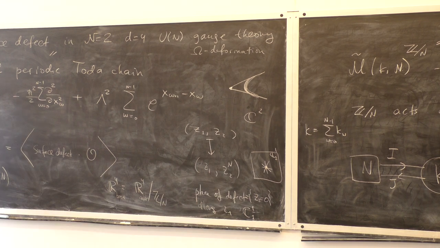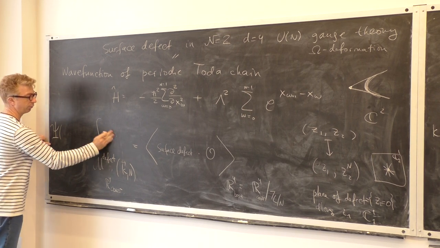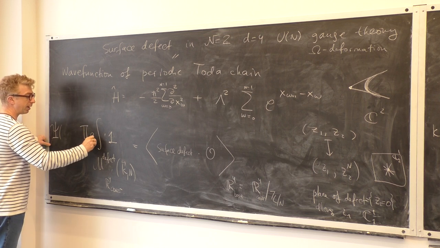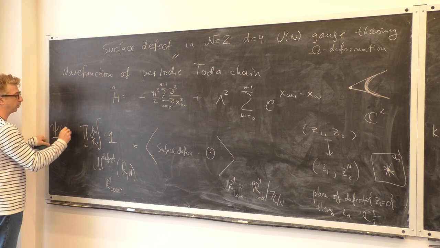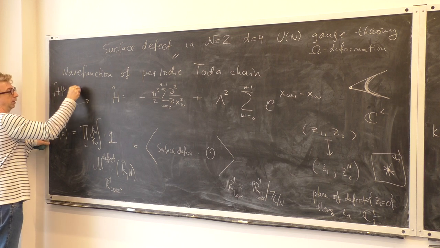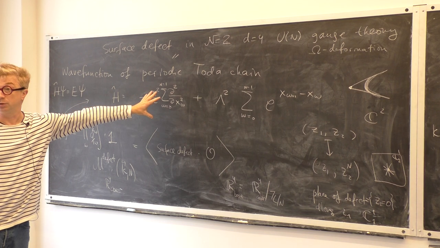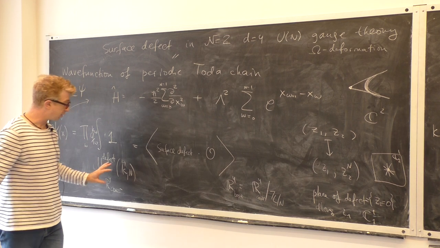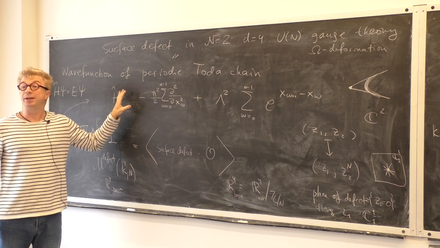So we want to compute the generating function of these integrals of the usual class 1 over the defect, with some generating parameters. And my claim is that after some change of variables, this will be the wave function, the eigenfunction of this operator. And then by playing with equivariant parameters, we can achieve the normalizability of this wave function.